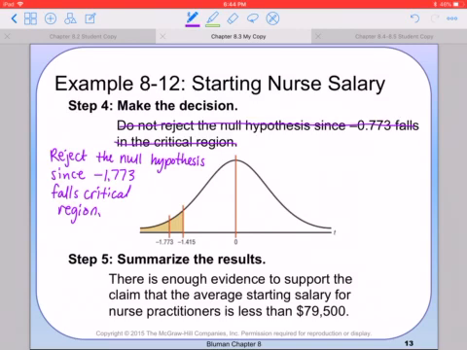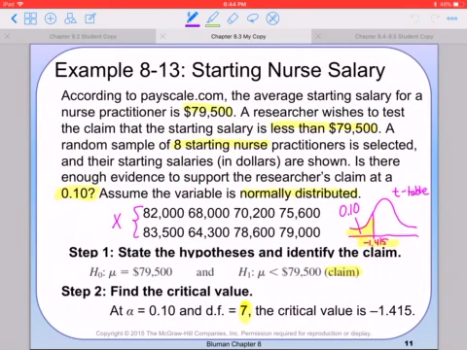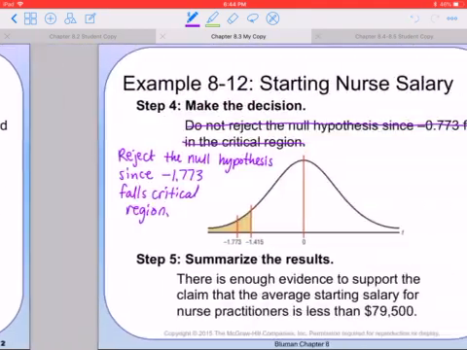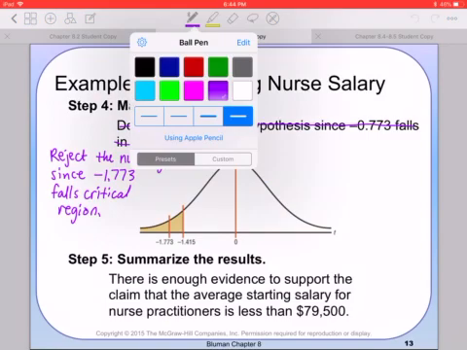Okay, so let's just remember what the claim is. Our claim was the alternative hypothesis, and that is what we're accepting to be true, because the null hypothesis was out in the critical region, so we're going to reject it. So that's our claim, and that's what this sentence is saying. There's enough evidence to support the claim that the average starting salary for nurse practitioners is less than $79,500.